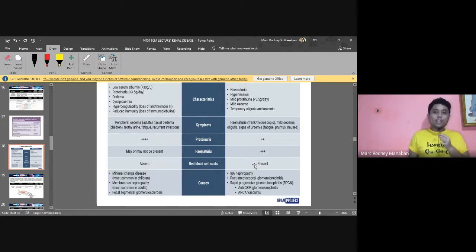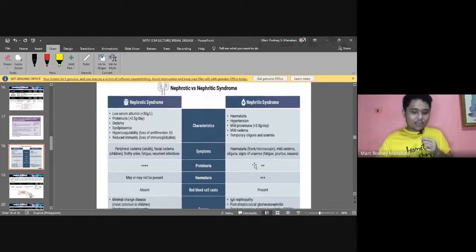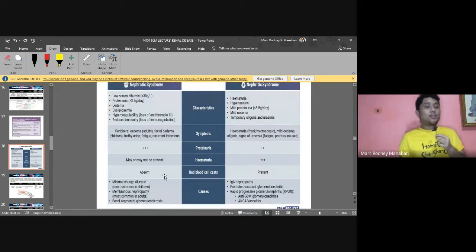Okay, again, take note, proteinuria is massive in nephrotic. And for nephritic, hematuria is massive, or it is positive for hematuria. But for nephrotic, there is practically no hematuria. Okay, so that's for your glomerular disorders. The majority of kidney diseases are usually glomerular disorders, and they are the most serious.